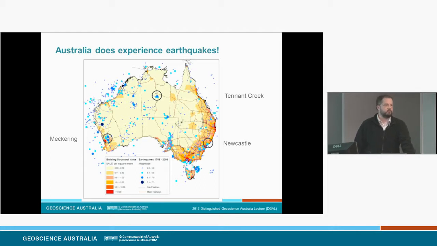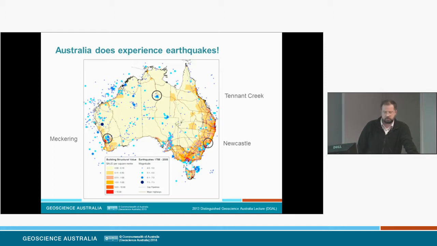Now, for those who don't know, Australia does get earthquakes, which is just as well for this talk, otherwise it would be very short. This is a map produced by Lauren Power and others in the vulnerability section a few years ago, and it shows the distribution of earthquakes from 1788 to 2008 as blue dots, ranging in size from magnitude 4 to about a magnitude 7 on this particular scale.